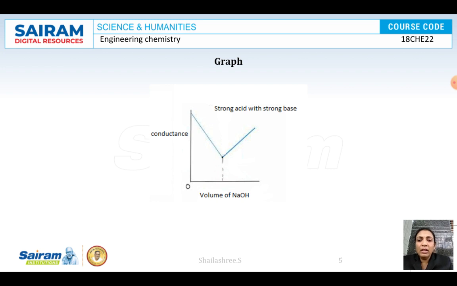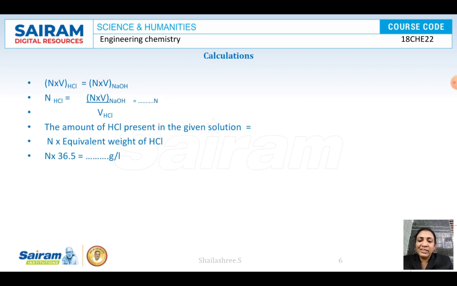Using the neutralization point, we can calculate the amount of HCl present in the given solution by using these calculations. First we should find out the normality of the HCl. Once we know the normality of HCl, multiply the normality with its equivalent weight, that is 36.5.